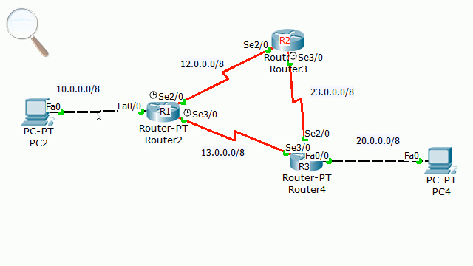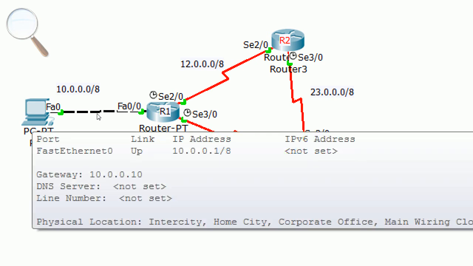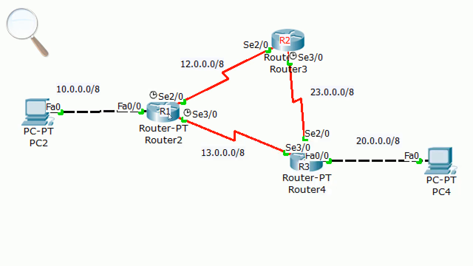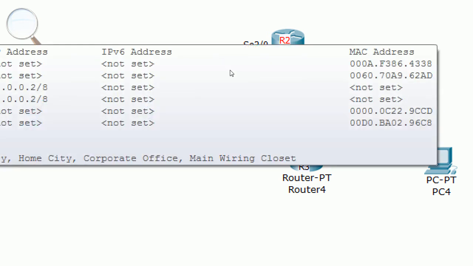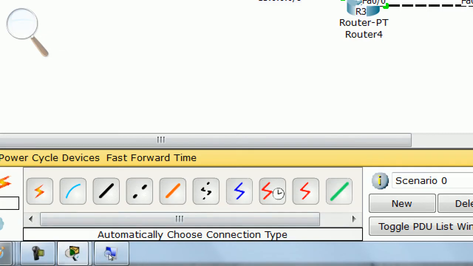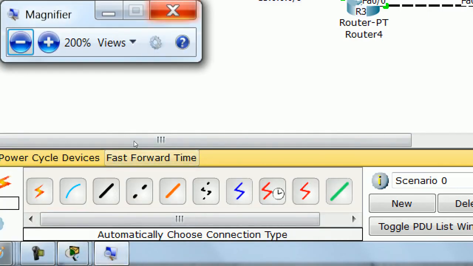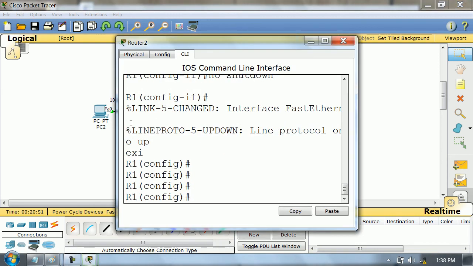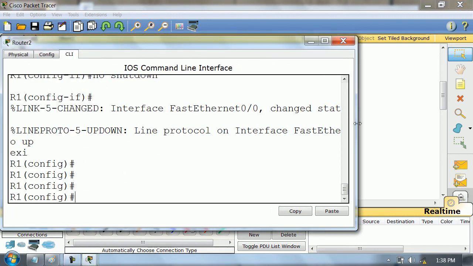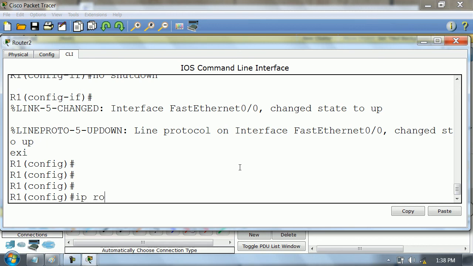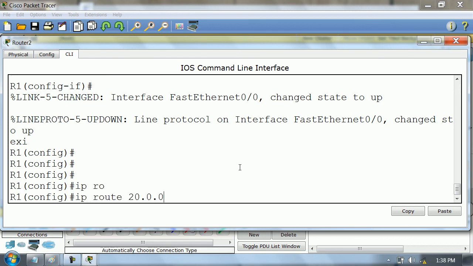Fine. Now we have to define routes. I will define 2 routes on R1, 2 routes on R3 and 2 routes on R2. Agree? By using exit interface. I am on R1. See, IP route, which network? Next stop will be serial 2 slash. Agree? Any issues?